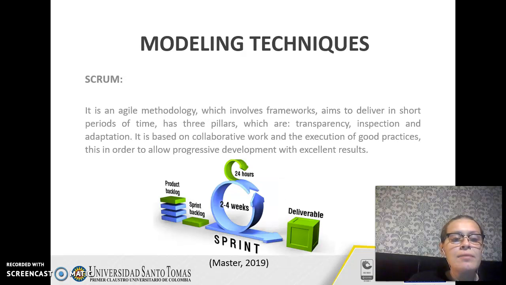Scrum. The diagram you have is an explanation of this modeling technique in which meetings are held every 24 hours in order to have deliverables every 2 to 4 weeks, and these have iterations. It is an agile methodology which involves frameworks that aim to deliver in short periods of time, and has 3 pillars, which are transparency, inspection, and adaptation. It is based on collaborative work and the execution of good practices in order to allow progressive development with excellent results.